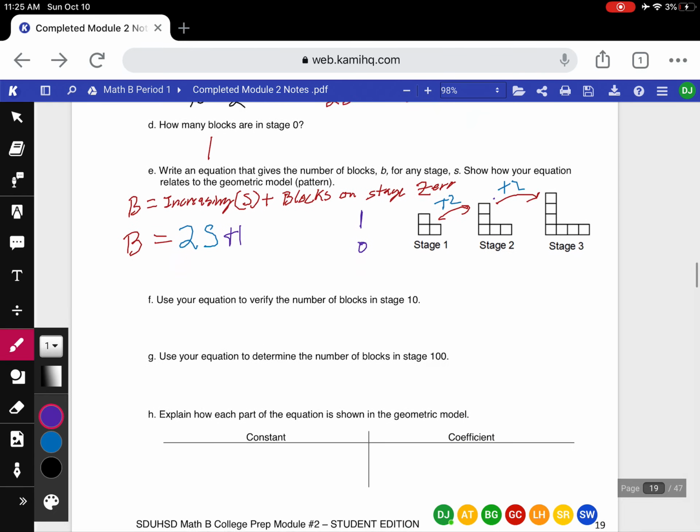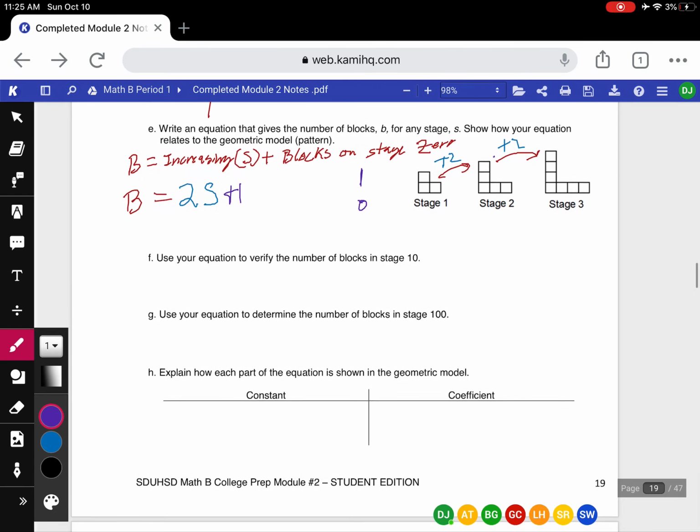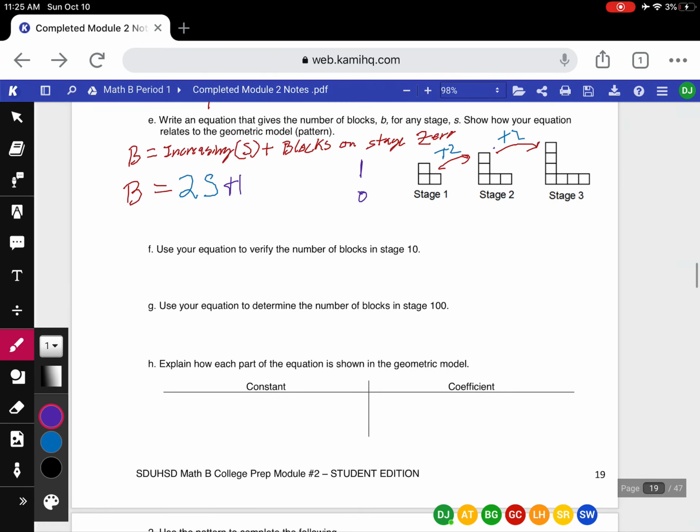Now it says use your equation to verify the number of blocks on stage 10. Well, the number of blocks is equal to 2 times whatever stage I'm on. I'm on stage 10, and I'm going to add that one block. That would give me then the total amount of blocks is equal to 20 plus 1, which means, as we came up with before, 21 blocks.